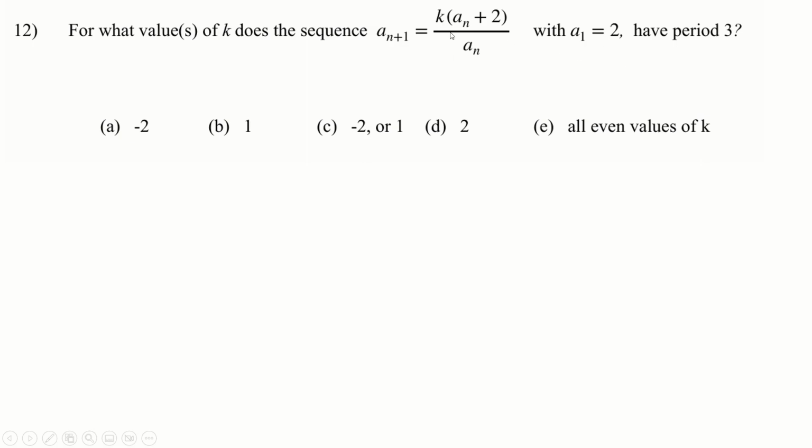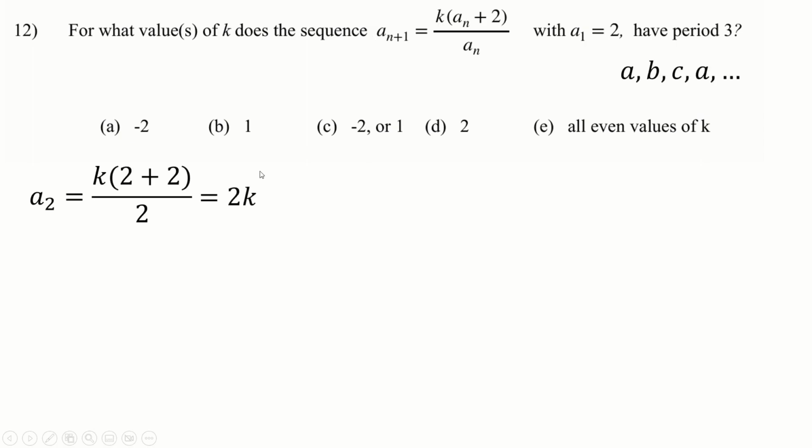So put in A1, and you get A2 is k lots of 2 plus 2 over 2, which is just 2k. That means A3 is going to be k into 2k plus 2 over 2k. A bunch of stuff cancels here, and you get k plus 1, I think.